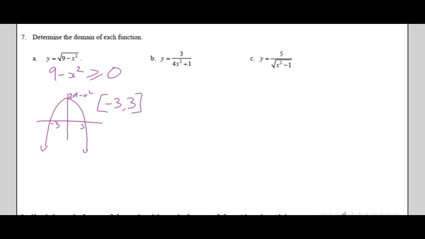Okay. 4x squared plus 1. What's the domain? Yeah, you're right. It never can be 0, can it? Because x squared is always positive. 4x squared is therefore always positive and at the least 0. Then you're adding 1. So the domain is all real numbers. How would we say that in bracket notation? You can never get to infinity, right? So you can't put a square bracket.